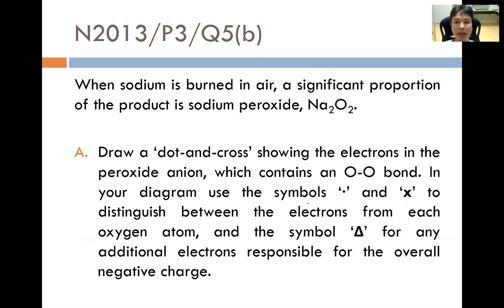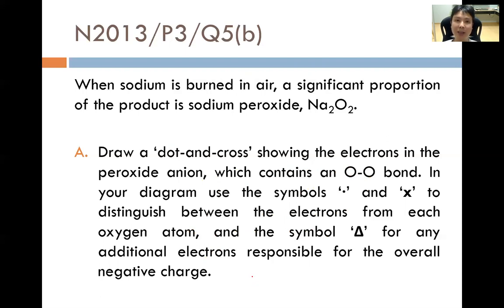When sodium is burned in air, a significant proportion of the product is sodium peroxide, Na2O2. Draw a dot and cross diagram showing the electrons in the peroxide anion, which contains a single O-O bond. In your diagram, use the symbols dot and cross to distinguish between the electrons from each oxygen atom, and the symbol triangle for any additional electrons responsible for the overall negative charge.